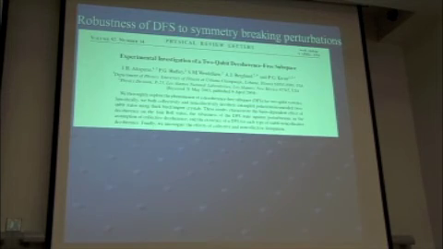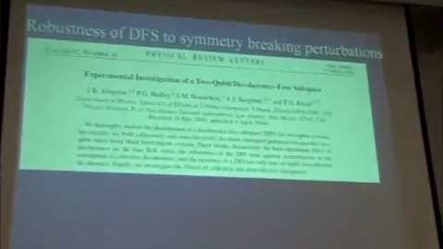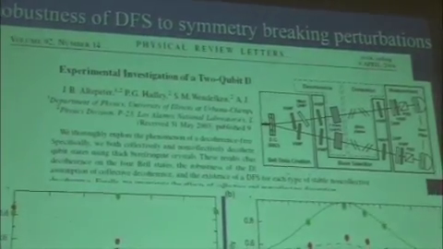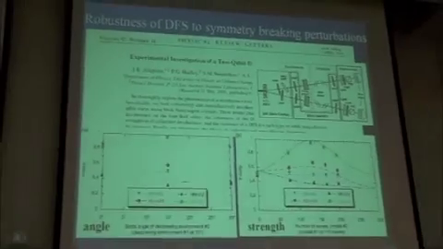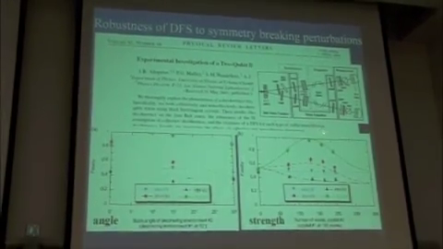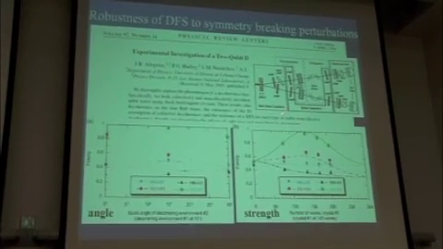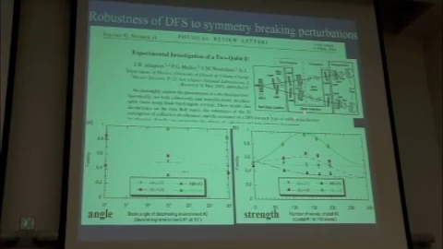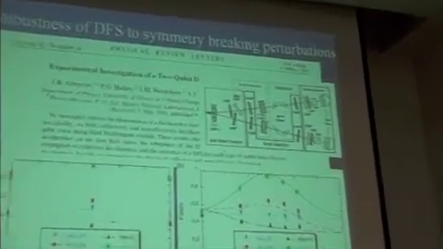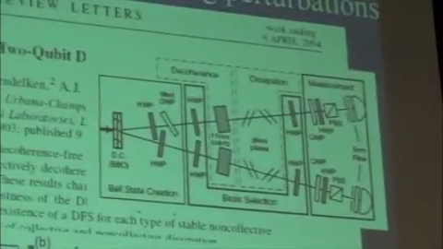And in fact, there was an experiment which tested this, once again from Paul Kwiat's group. They looked at the 2-qubit DFS. This should remind you of the first experiment from the Kwiat group, except that there are some additional components here. Without getting into the details of the experiment, what they checked was the robustness to a perturbation epsilon.